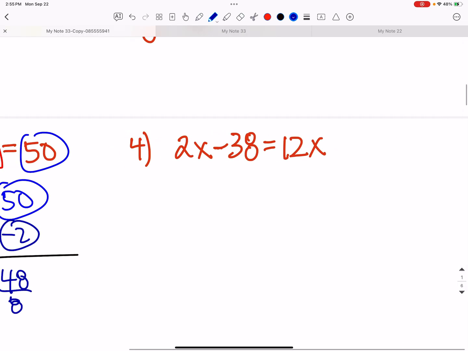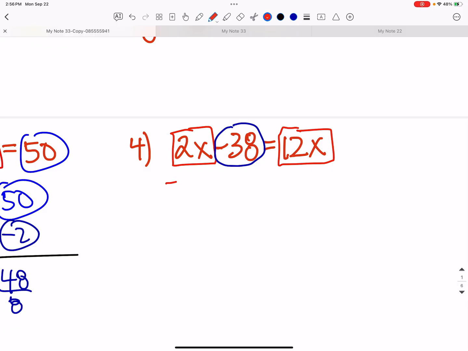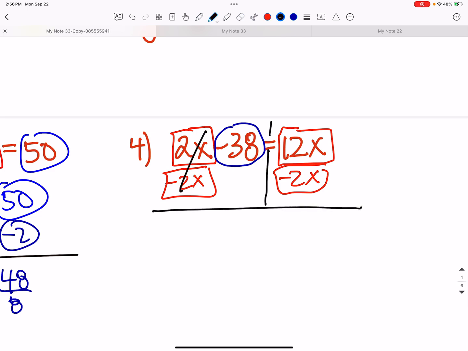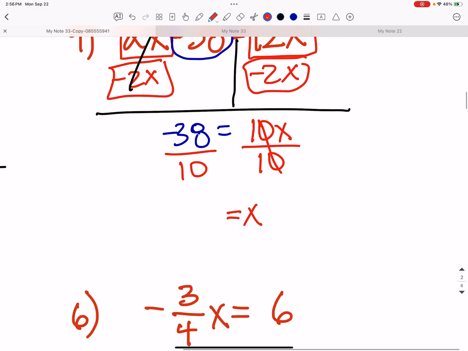Over here, I think I messed up on this one. 2 x's, 12 x's, -38. Okay, let's -2 x's. And notice how I'm keeping my columns very straight. Now, -38 equals 12 x's minus 2 x's is 10 x's. I'm going to top versus bottom the 10. And x equals... Ooh, -38 divided by 10 is just -38 tenths. I can't divide it, so I just leave it as a fraction.